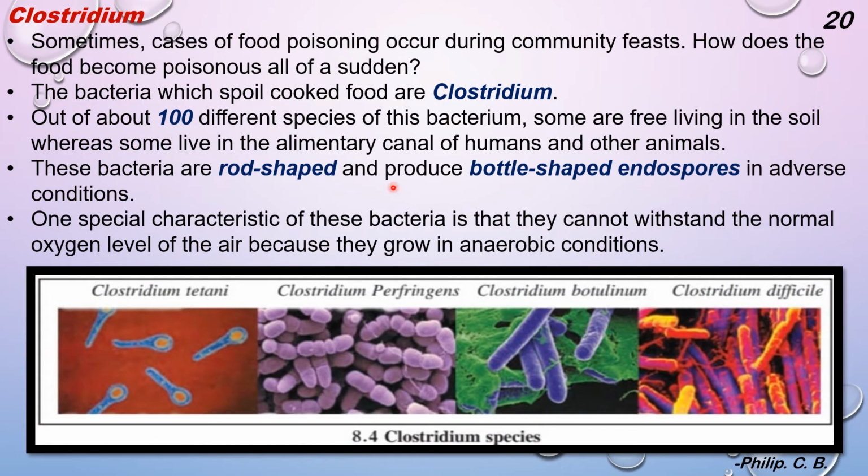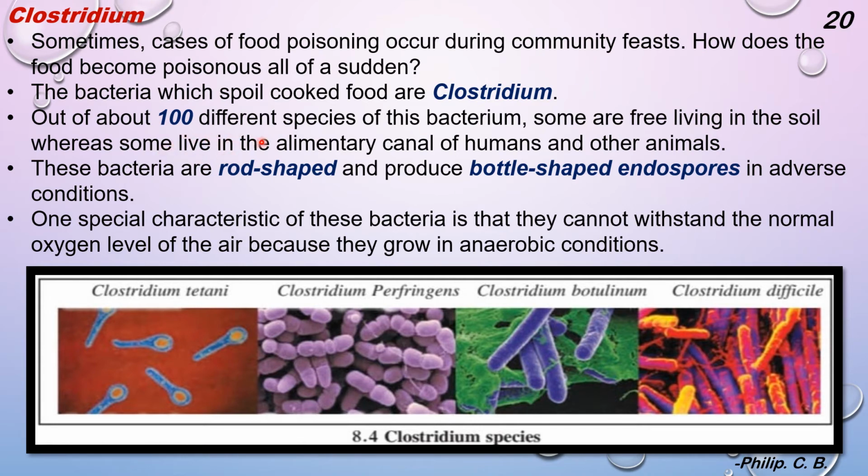Now, the next harmful one is Clostridium. Sometimes cases of food poisoning occur during community feasts. How does the food become poisonous all of a sudden? When you say community feast, it may be a marriage or some other function. The bacteria which spoil cooked food are Clostridium. So this food poisoning is mostly caused by the bacteria called Clostridium.